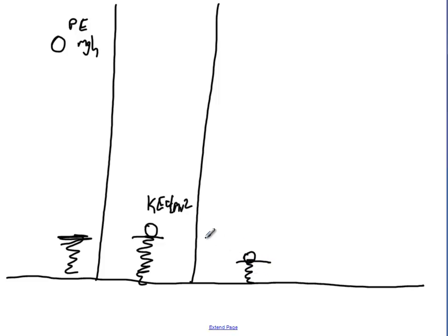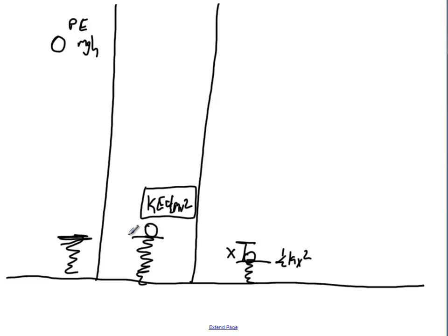Okay, now the ball hits the spring and compresses it. And so now the spring is down here, and this is as low as the ball ever gets. And now I've got the elastic potential energy, 1/2 kx squared, where x is the distance that the spring compressed.